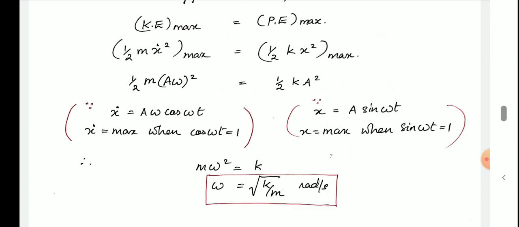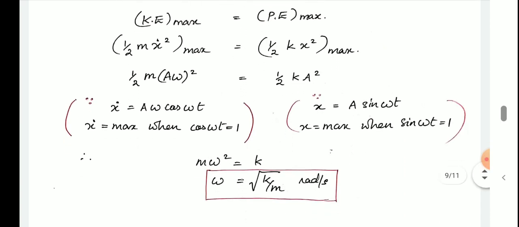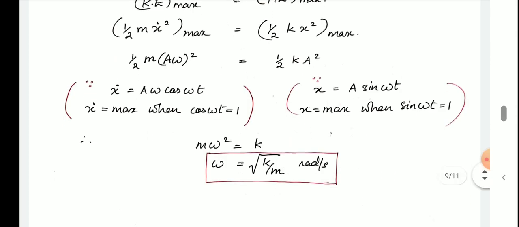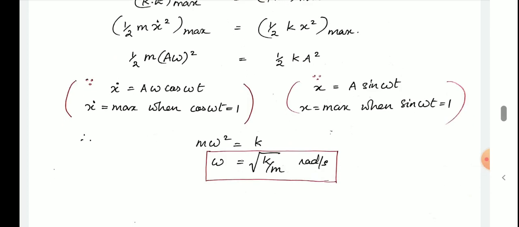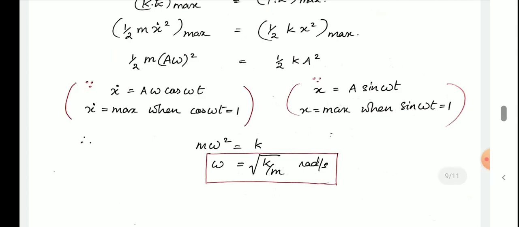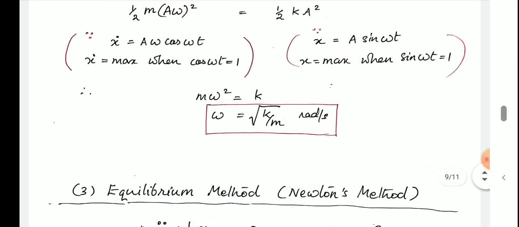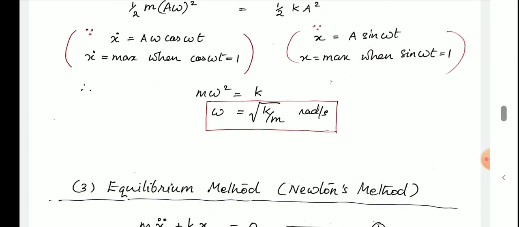Similarly, the maximum value of k x square is given as k into a square. x is equal to a sin omega t. Maximum value of x is when sin omega t becomes 1. Hence here also we arrive at the same equation, m omega square is equal to k, from where we can find the natural frequency of vibration. Omega is equal to square root of k by m radians per second.